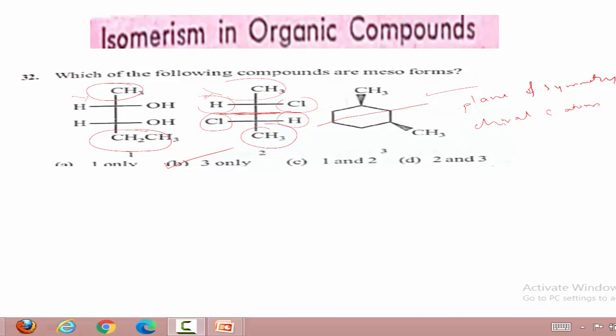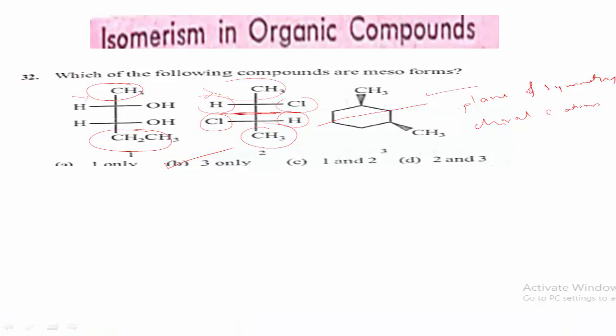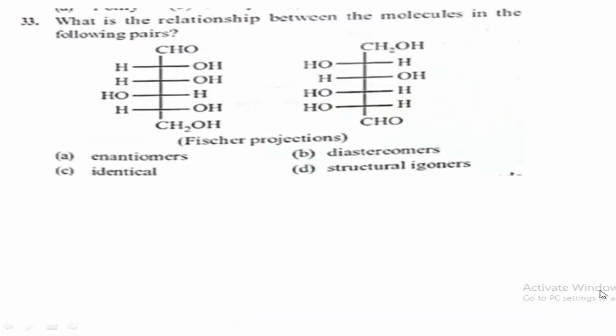Students, next question number 33. What is the question? What is the relationship present between the molecules in the following pairs? Here two Fischer projection formulas are given. The options are: enantiomers, diastereomers, option C identical, option D structural isomers.